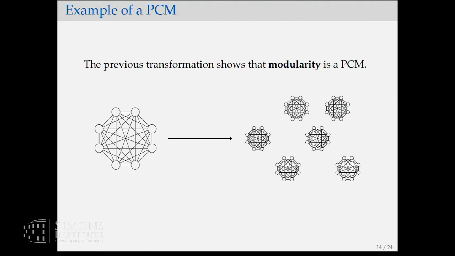Essentially, the previous transformation that I showed from any arbitrary SAT problem to a problem that is a conjunction shows that modularity is a PCM. But it can also be slightly tweaked to show that for any other polynomial clique metric, you can take an arbitrary SAT instance and embed it into an equi-satisfiable instance that is highly modular according to that polynomial clique metric.